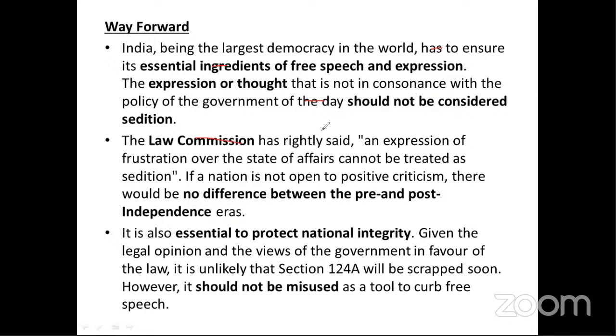Now, the Law Commission has rightly said that an expression of frustration over the state of affairs cannot be treated as sedition. If a nation is not open to positive criticism, there would be no difference between the pre- and post-independence era. The Law Commission said positive criticism is very important, and that is why Article 19 is available for the right to freedom of speech and expression. You can speak, you can raise your voice against the lack of basic needs, because you are electing the government.